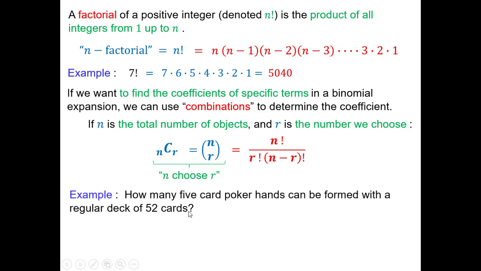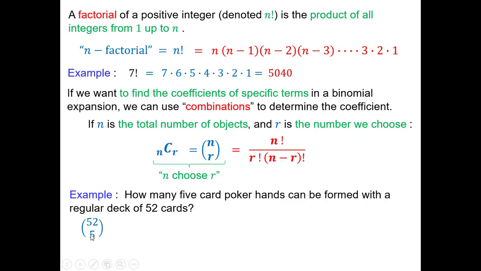So let's try to find out how many 5-card poker hands can be formed with a regular deck of 52 cards. Now, even if you don't know how to play poker, the point is that you can come up with 5 different cards within any 52-card deck. How many different 5-card combinations can you get? Well, the first thing to recognize is that there's 52 total cards, so that's n. We're trying to choose 5 cards, so that's going to be our r value. So we can write this as 52 choose 5.